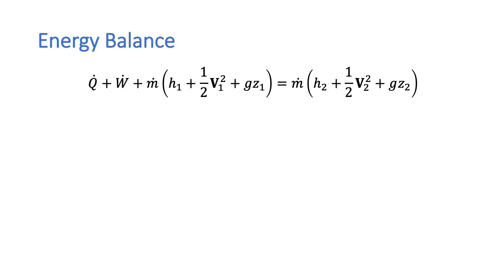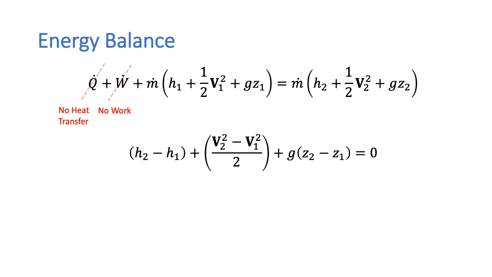The duct is a control volume. We can therefore write an energy balance for it, where the energy going into the control volume is Q dot plus W dot plus m dot times (h1 plus half V1 squared plus g z1). And this equals the energy leaving, which is m dot times (h2 plus half V2 squared plus g z2). There's no heat crossing the control volume boundary, so the first term goes to 0. There's no work crossing the control volume boundary, so W dot equals 0.